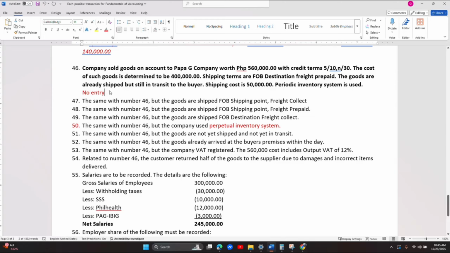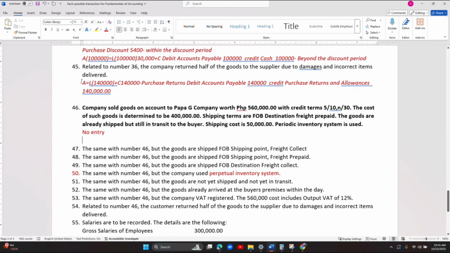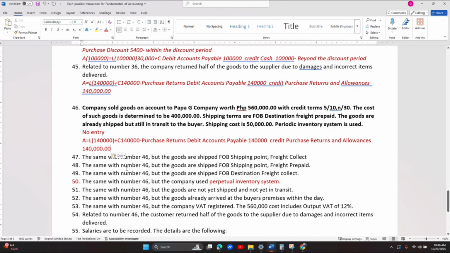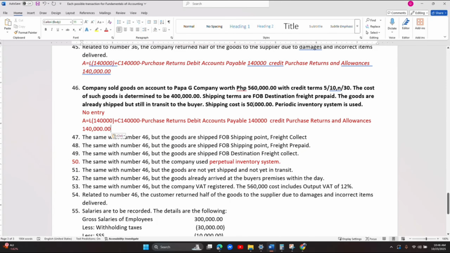And since it is already shipped, that means you have already paid for the freight. So the third question is, who actually paid for the freight? The seller. And we are the seller. So we will have an entry. First, let's analyze. What will happen to the assets, liabilities, and capital? As to the assets, since you have already paid 50,000 shipping cost, the asset will be decreased by 50,000. Cash is credited. There is no liability effect.